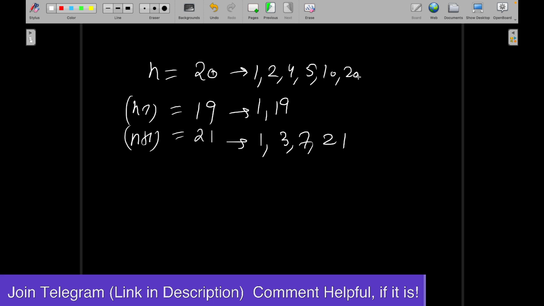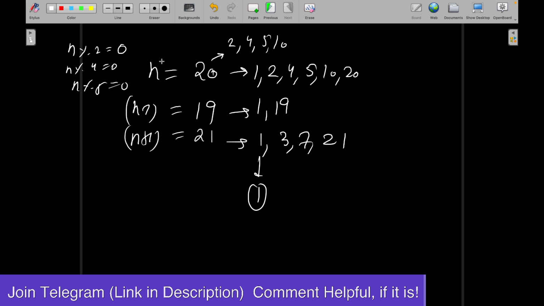But you will see that none of their factors will match, except 1. And that is not just for 20, for any number you can check. The reason is, for example, if n is divisible by a number, let's say 2 or 4 or 5 or 6, that means n mod that number is 0.